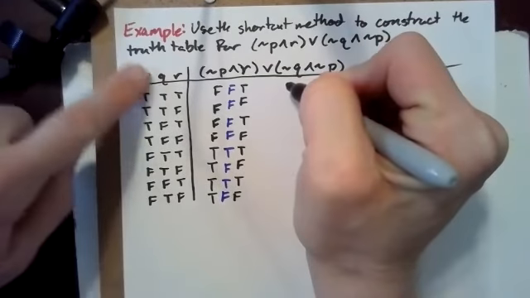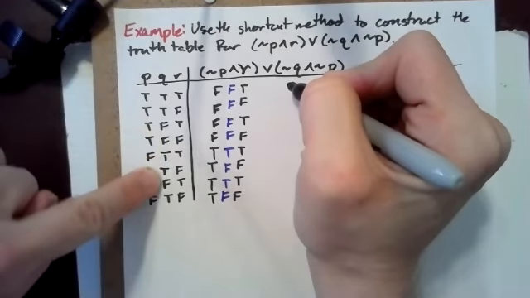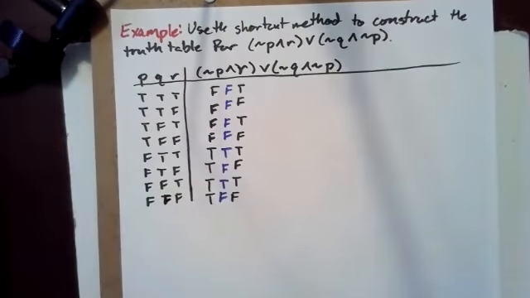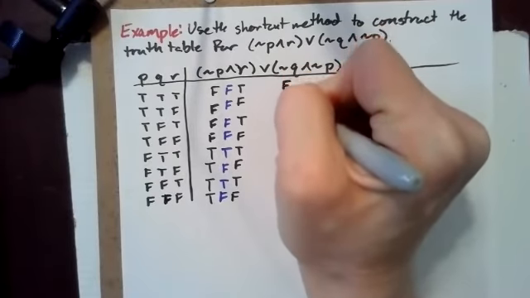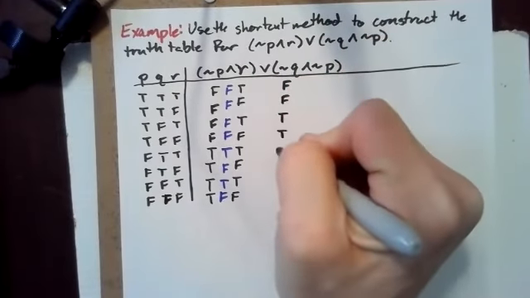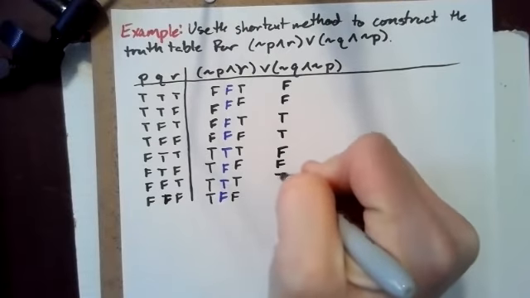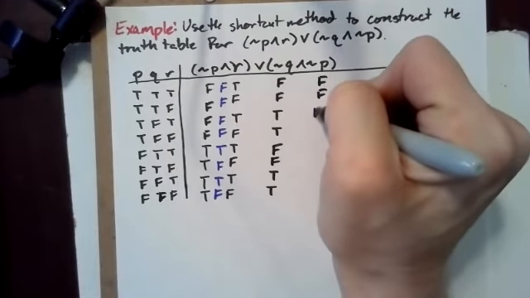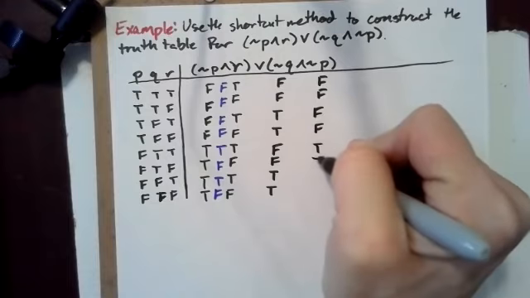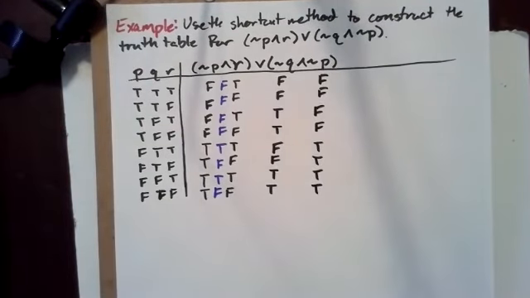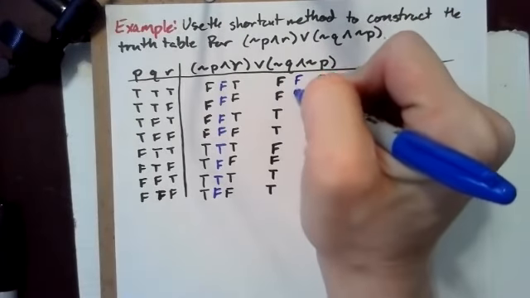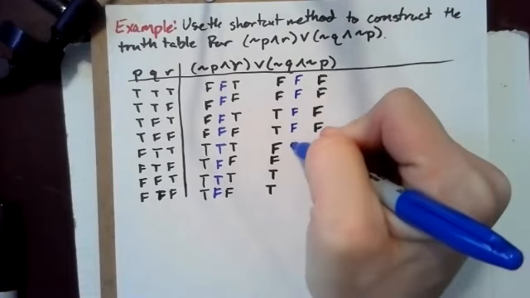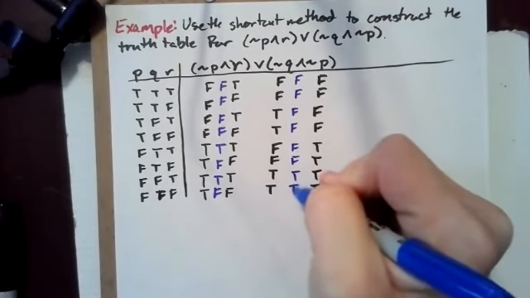I'll fill in the values of not Q for each row and the values of not P for each row. Well, first two rows are true, then false, then true, then false. That is supposed to be a false right there. So I can fill in false, false, true, true, false, false, true, true. While over here we have false, false, false, false, true, true, true, true. And now I fill in the values of AND. It's only true if they're both true. So false, false, false, false, false, false, true, true.